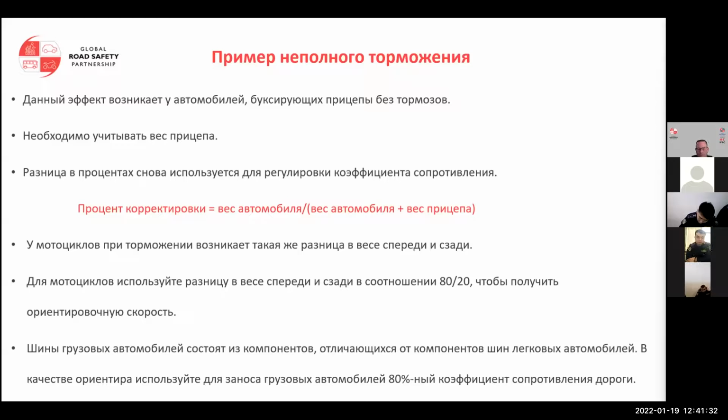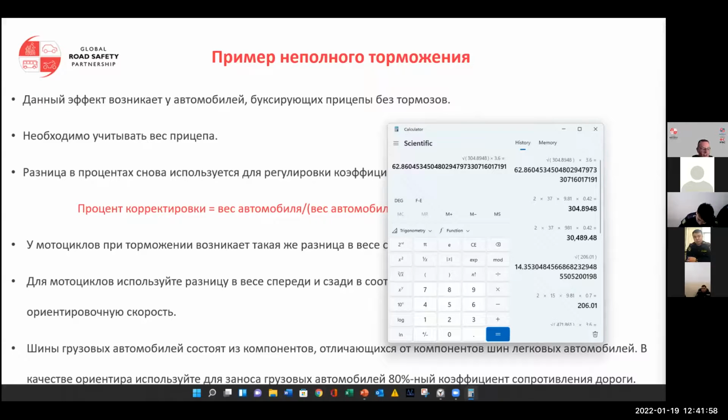And how we do it is the weight of the car divided by the total weight of the car and trailer. So car is 1,000 kilograms, car plus trailer is 1,500 kilograms. I'll quickly do the maths, divided by 1,500. It ends up with an adjusted drag factor, our N factor, our adjustment rate is 0.67.